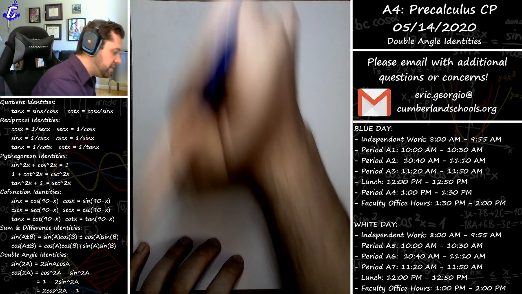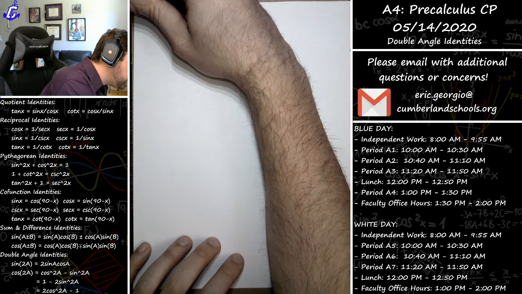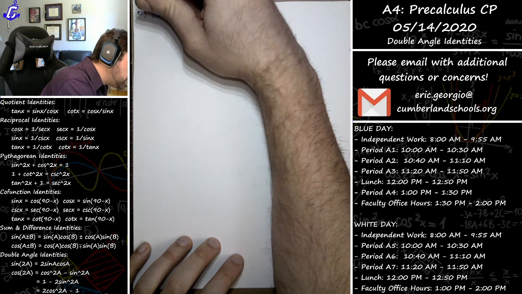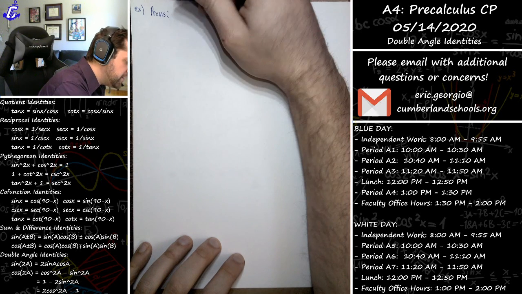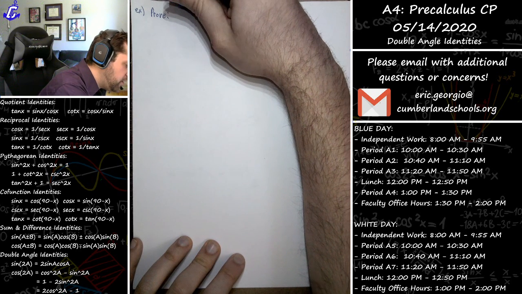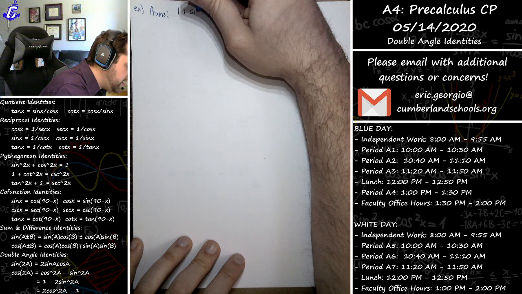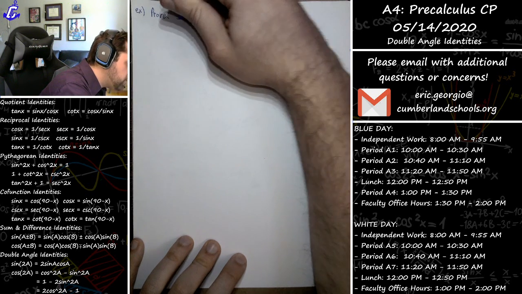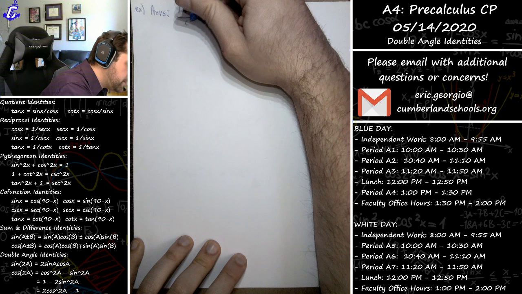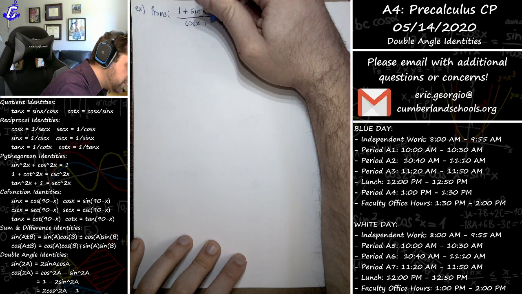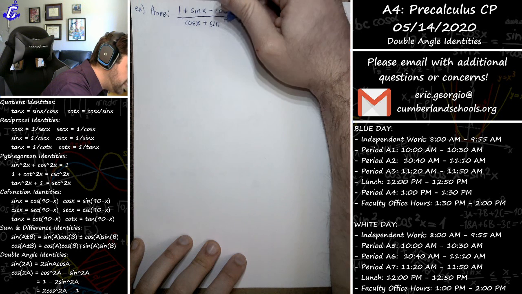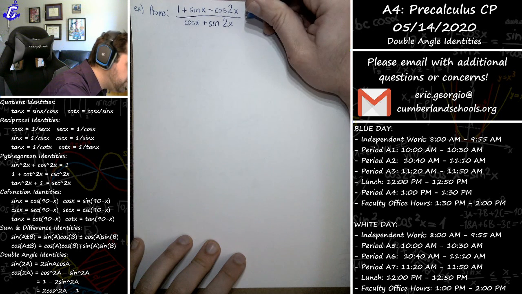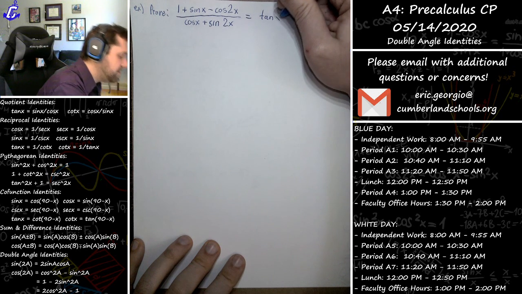How about something like this? I like this problem a lot. I mean, I like all these proofs, but this one in particular, I think is really cool because it uses both the sine identity and the cosine identity. We got 1 plus sine of x minus cosine of 2x over cosine of x plus sine of 2x. I'm getting ahead of myself. That's why I'm so excited. And I want to prove that that's all equal to the tangent of x.